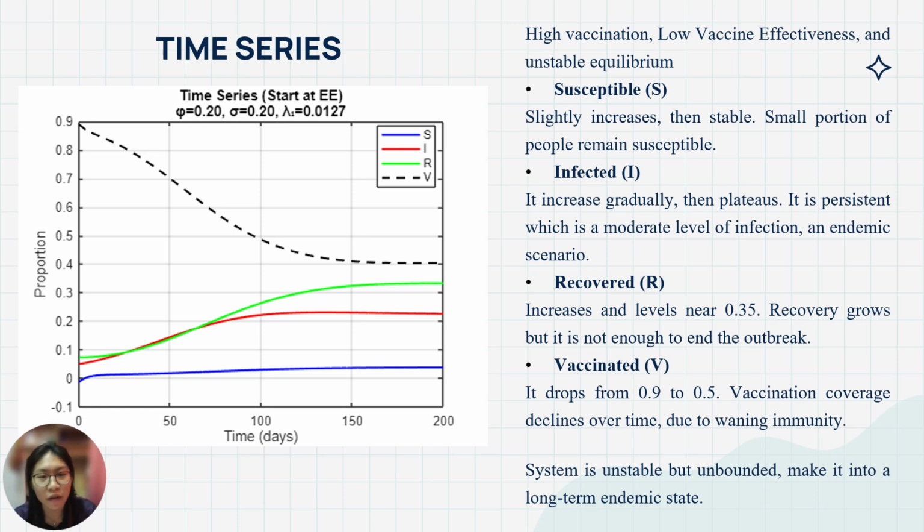Lastly, we have high vaccination and low vaccine effectiveness. In this case, susceptible increases and then stabilizes, while the infected also increases and persists at a moderate level, which is an endemic scenario. Vaccinated declines over time due to waning immunity. Although the recovery level increases, it is not enough to end the outbreak. Therefore, the endemic equilibrium is unstable and it will be a long-term endemic.